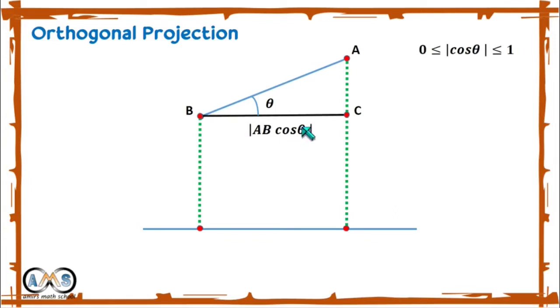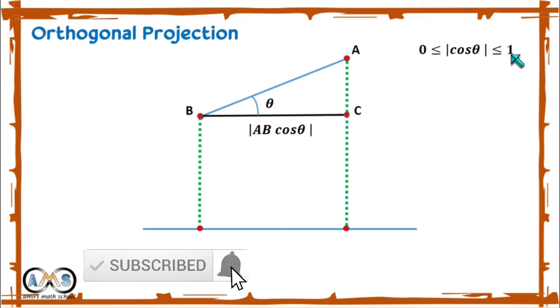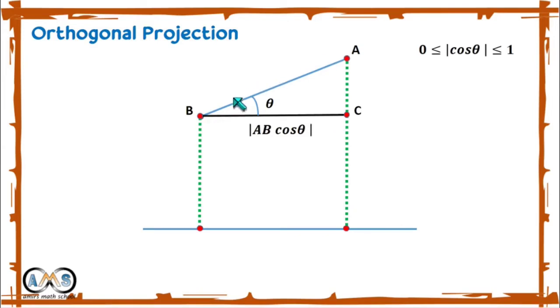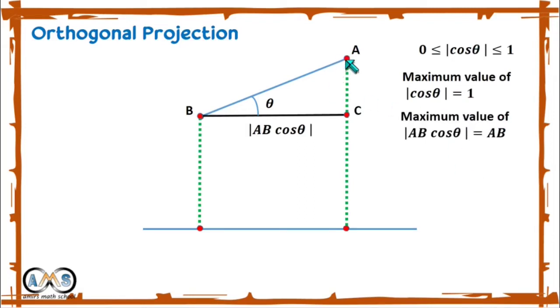Now we know the value of cos theta varies from 0 to 1. If we take the absolute value, the minimum value of the absolute value of cos theta is 0 and the maximum value is 1. So from here we get the value of BC, which is the orthogonal projection of this line AB. That is, the maximum value of cos theta is 1. So the maximum value of the orthogonal projection of this line AB will be just AB, because the cos theta value is 1. And what will be the minimum value? The minimum value of the absolute value of cos theta is 0. So the minimum value of the orthogonal projection of this line AB will be 0.